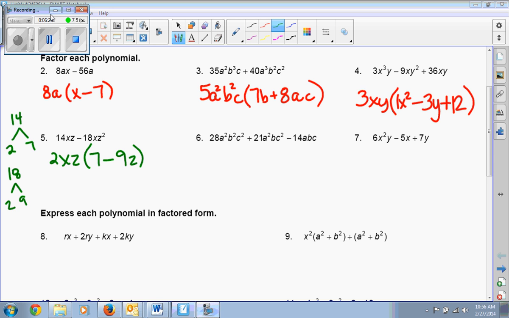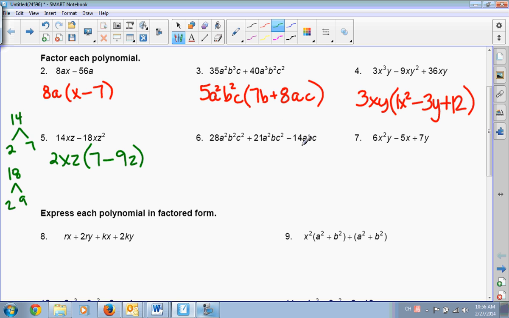Okay, so on number 6, it looks like a lot, but just break it down. 28, 21, and 14. What number do you know goes into all that? 7. Okay, then we just see A's, B's, and C's. We need what they have in common, the least number that they all have. A squared and A, just one A. B squared, B, and B, so they all have one B. C squared and C, they have one C.